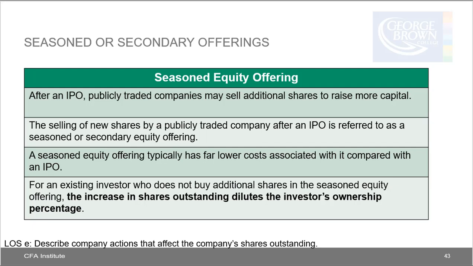For an existing investor who does not buy additional shares in the seasoned equity offering, the increase in shares outstanding dilutes that investor's ownership percentage. So that's something to understand, how you're affected. You own some shares of a company. Now they're offering more shares to the public through a seasoned offering. If you don't buy additional shares in that offering, then your ownership percentage is going to be decreased. We say it's going to be diluted.